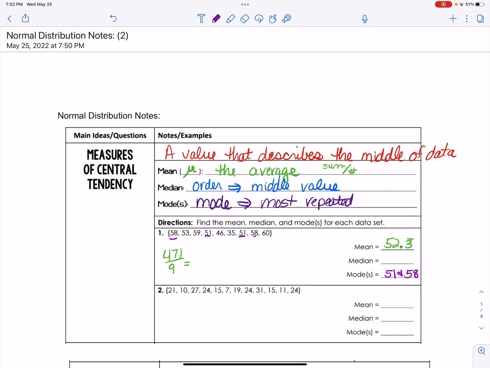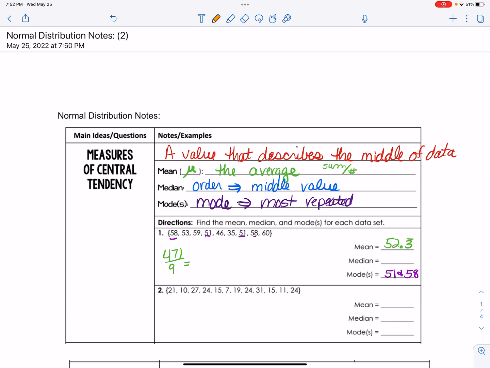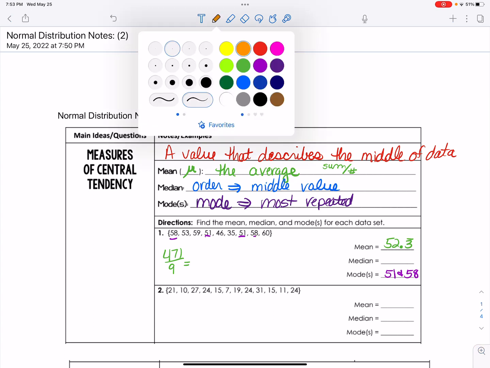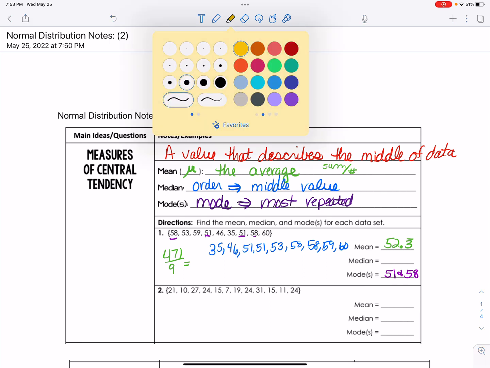Okay, now the next one is the one that gives kids the most trouble. It is what is called the median, but you can only do the median if you put it in order. So I'm going to quickly put this in order here. So I have 35, 46, 51, 51. And if you put it in order first, it helps you find the mode. I was trying to eyeball that, and it would have probably been easier if I would have put it like this, because then I would have easily seen the 51 and the 58 and known that I didn't mess up.